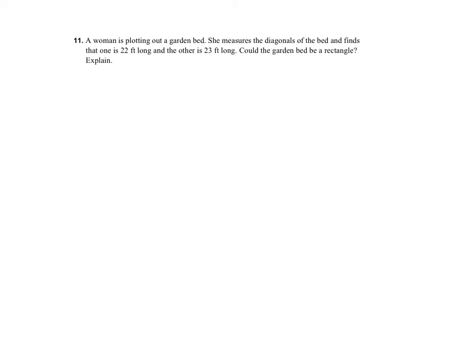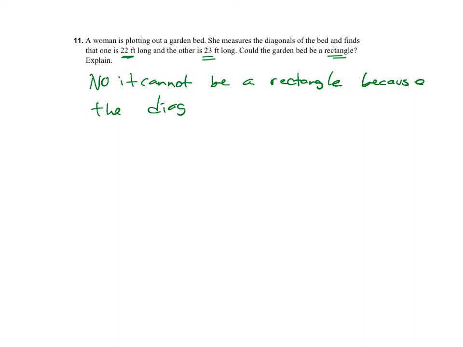Next, it says a woman is plotting out a garden bed. She measures the diagonals of the bed and finds that one is 22 feet long and the other diagonal is 23 feet long. Could the garden bed be a rectangle? Remember again that the properties of rectangles state that the diagonals are congruent. So in this case, no, it cannot be a rectangle. Why? Because the diagonals are not congruent.